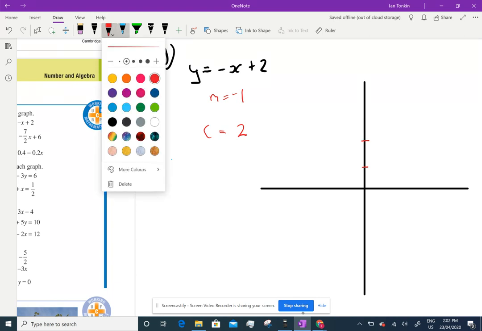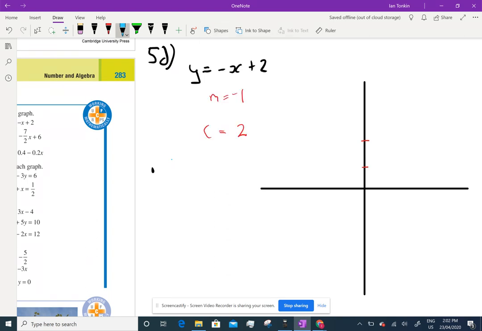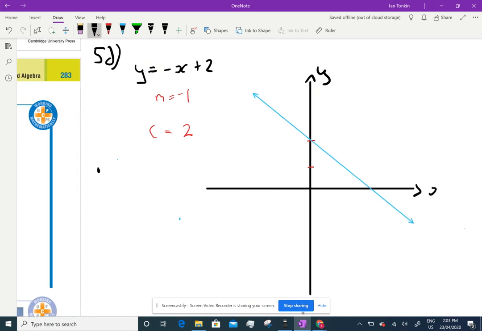So it's going down like that. So there's my line. And I need to label my axes. I need to label my graph. I need to label the x-intercept. And I need to label this point. Now, how do I find this point?